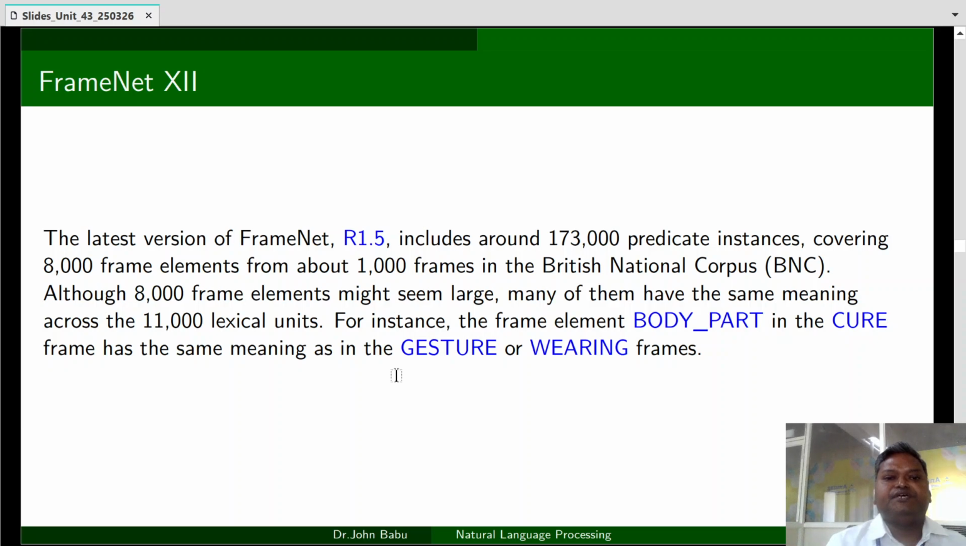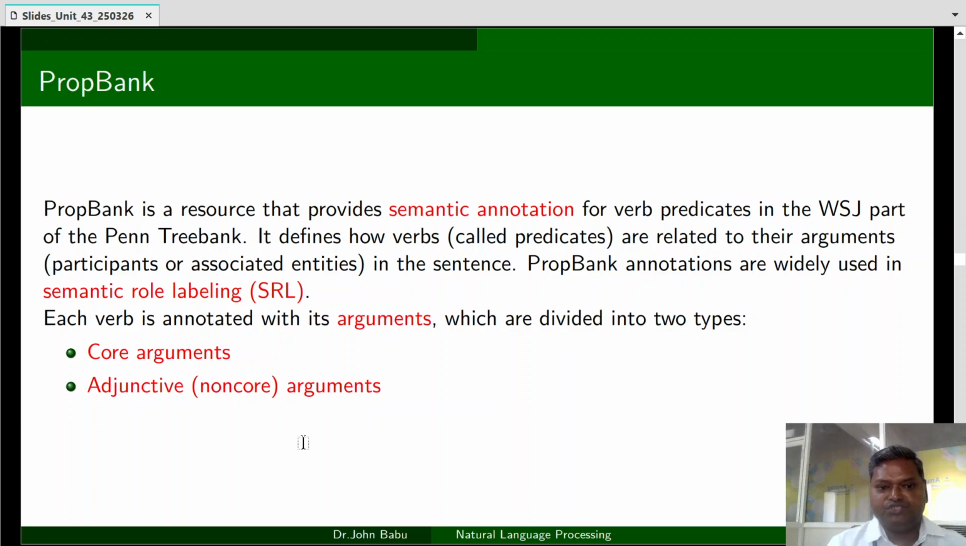So FrameNet, at present version R1.5, includes 173,000 predicate instances covering 8,000 frame elements from 1,000 frames from the British National Corpus. So it is very large, and some frame elements may be common for different frames. This is the first resource.